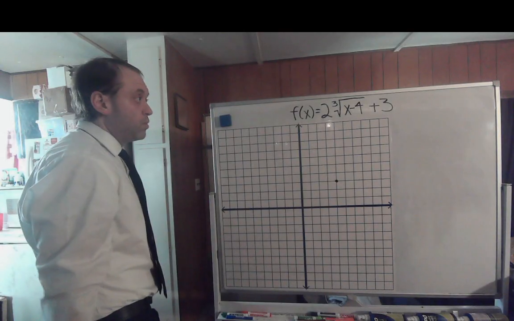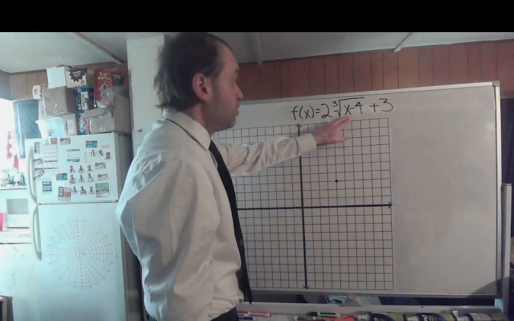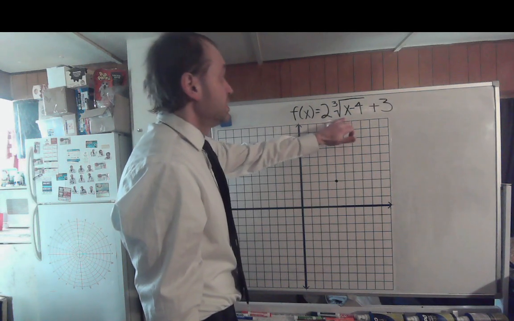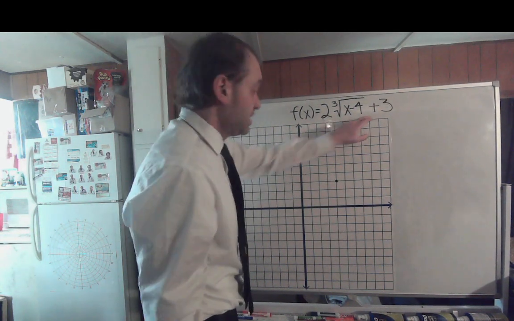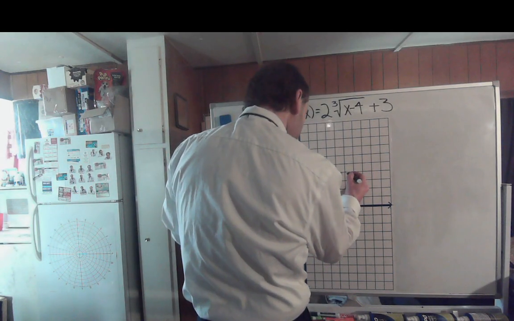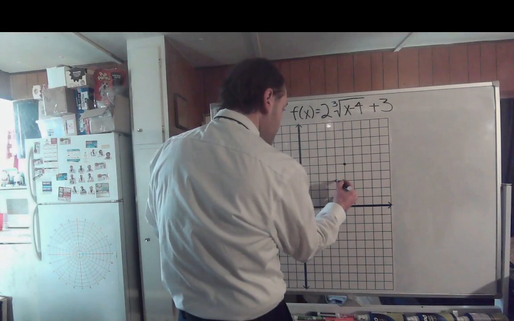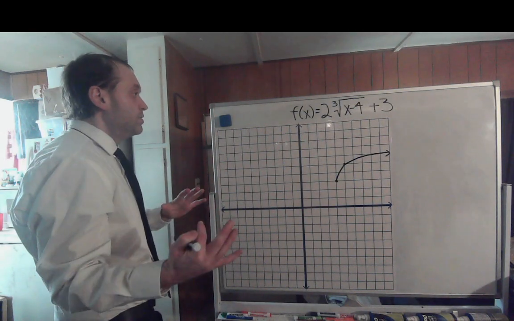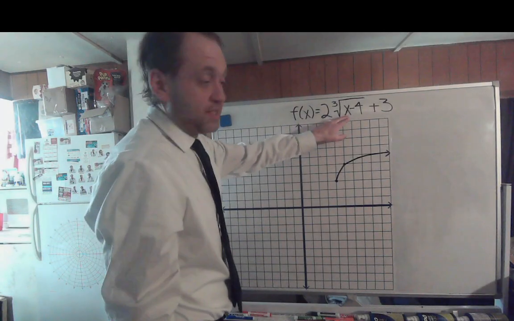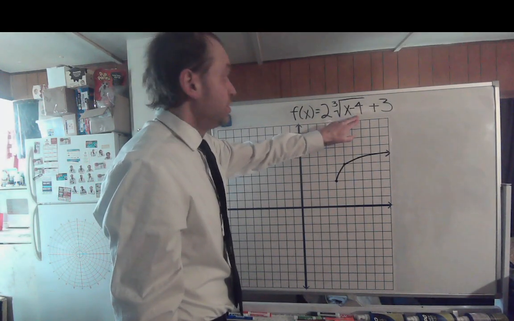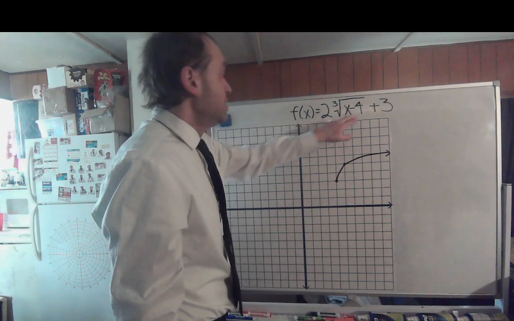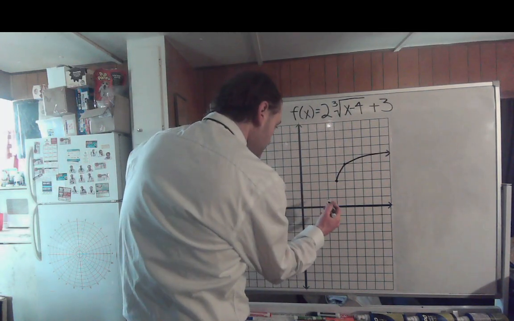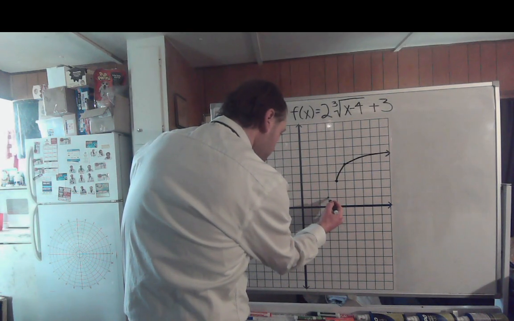All right, what about when x is 5? When x is 5, you end up getting 5 minus 4, which cube root of 1 is 1, times 2 is 2, plus 3 is 5. So you'll end up all the way at 5, 5. Let's start drawing the right branch here. You would eventually end up even higher. Now, let's go backwards. What about when x is 3? 3 minus 4 is negative 1. Cube root of negative 1 is negative 1. Times 2 is negative 2. Plus 3 is positive 1. So when x is 3, you'll be at positive 1.